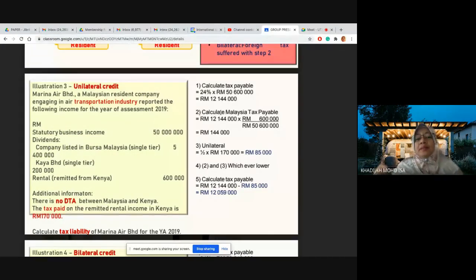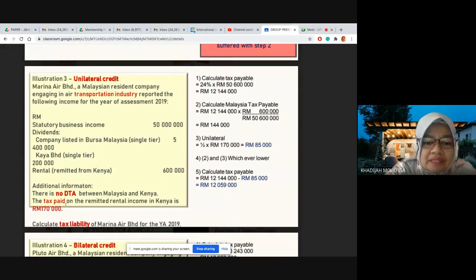Right, so income dia pada mana? Income statutory business income of 50 million. Lepas tu dividend ada from Malaysia, company listed is single tier 5 and rental from Kenya 600,000. So you ada dua income lah sekarang ni from Malaysia dengan rental from overseas. There's no DTA. Bila no DTA, implication dia you kena pakai unilateral. Right? So tax paid on the Kenya income is 170,000.